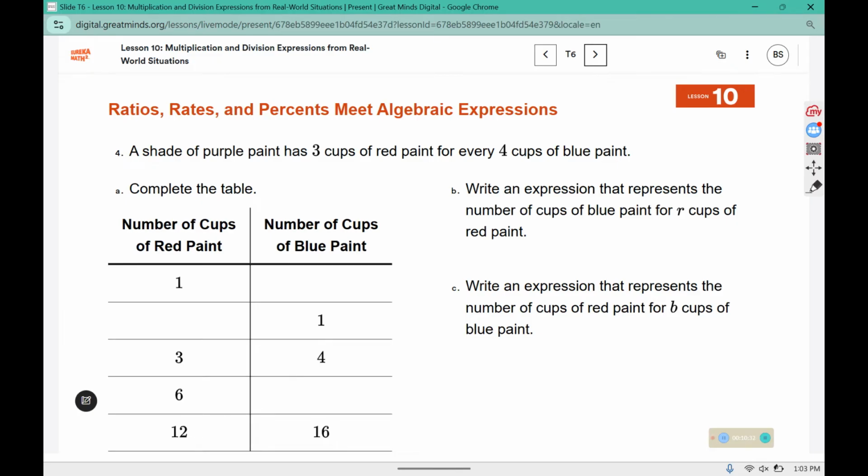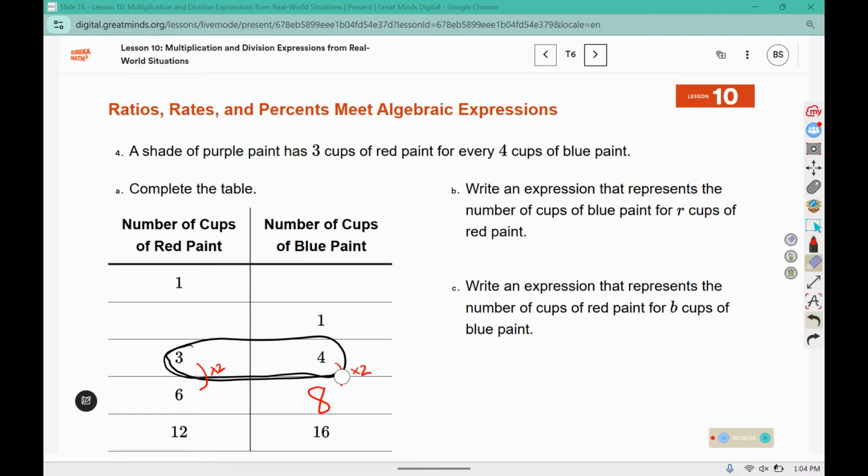A shade of purple paint has 3 cups of red paint for every 4 cups of blue paint. Complete the table. So here's that ratio here. I see that if I multiply 3 by 2, that gives me 6. So 4 times 2 would go in this box, which is 8. 3 times 4 is 12, and 4 times 4 is 16.